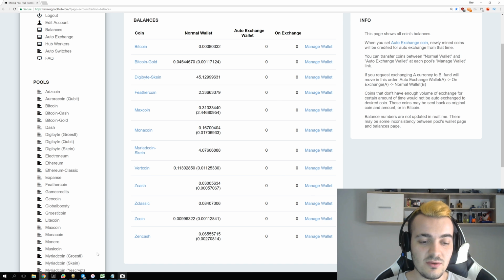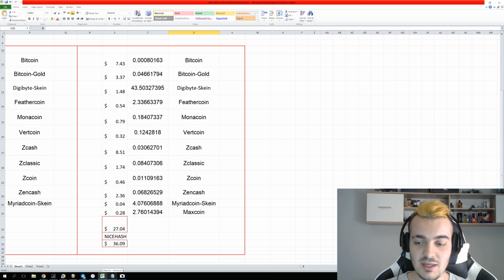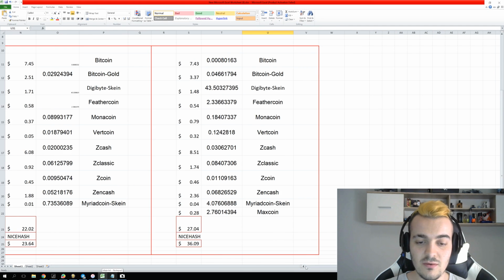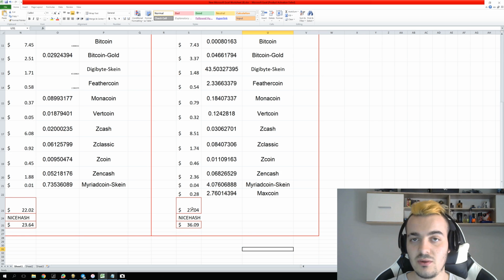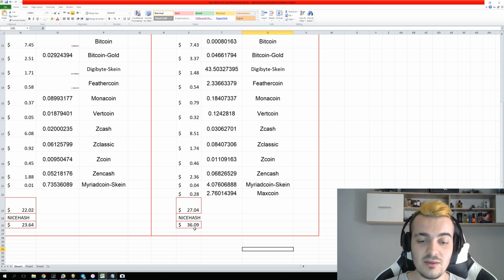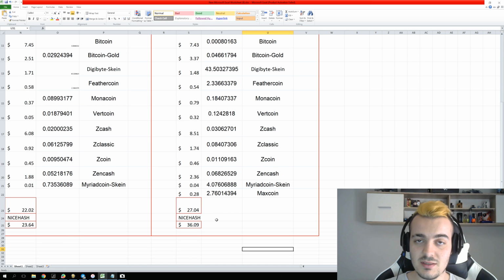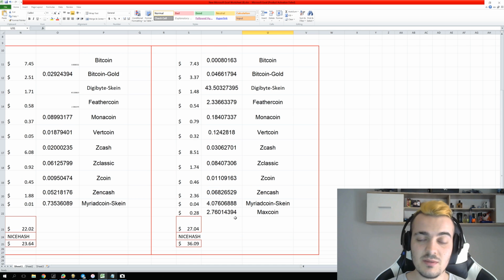So to see those results, I made this little chart right here, and you can see that at the end of day 3 of testing, I got $27.04 mining with Mining Pool Hub, and if I would just stay with Nicehash, I would get $36.09. So this is almost a $10 difference, and this is a huge amount. This is almost like a 30% difference between mining with Mining Pool Hub and Nicehash.